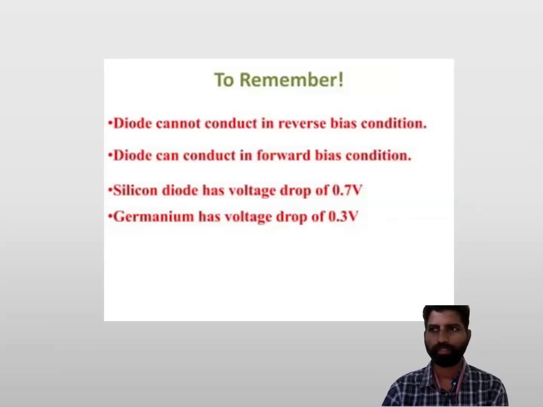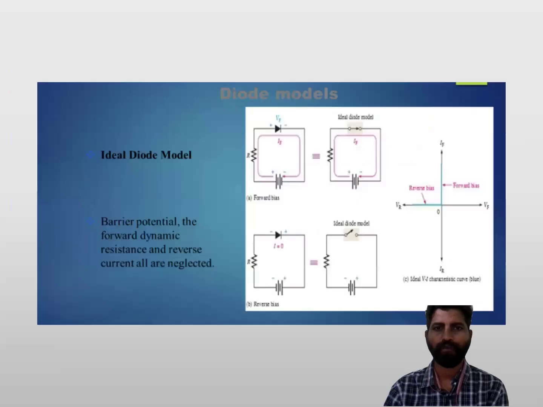The points to remember are that a diode cannot conduct in the reverse bias condition, and a diode can conduct in the forward bias condition. A silicon diode has a voltage of 0.7 volts and germanium has 0.3 volts. And this is the diode model.